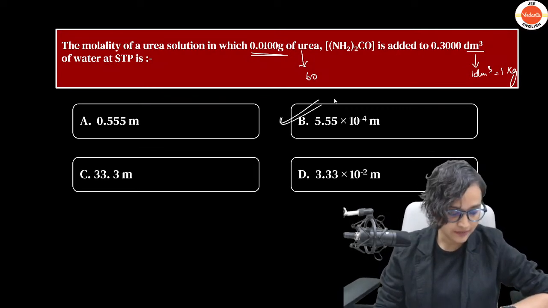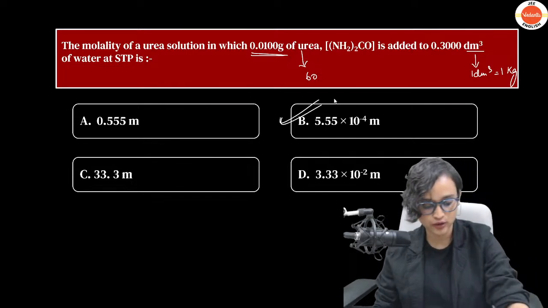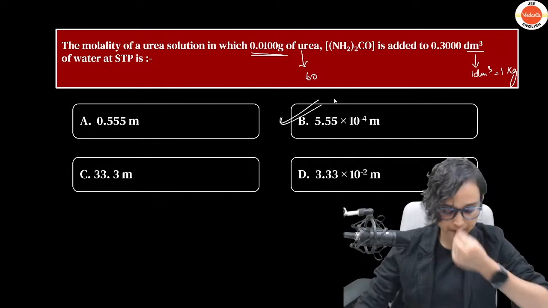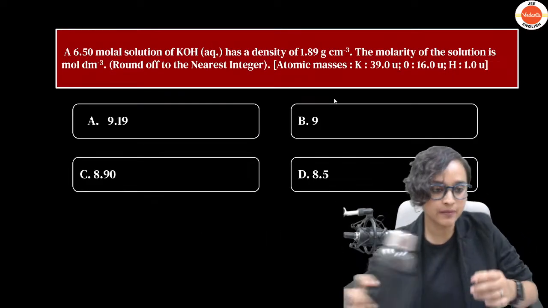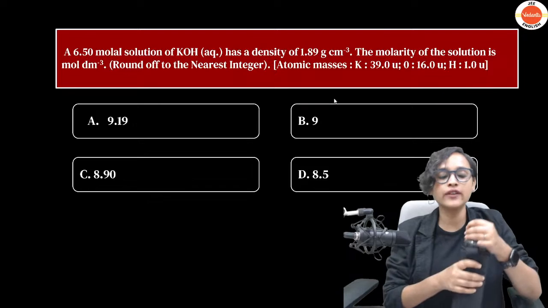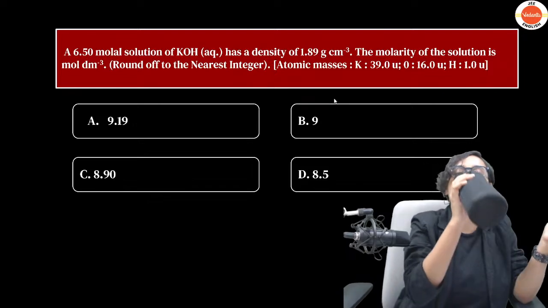Right, everybody? Yes, very good, Swapna. Very good. Is this clear, guys? Is this clear? Okay, next question, everyone. Next question, please read it. A 6.50 molar solution of KOH.